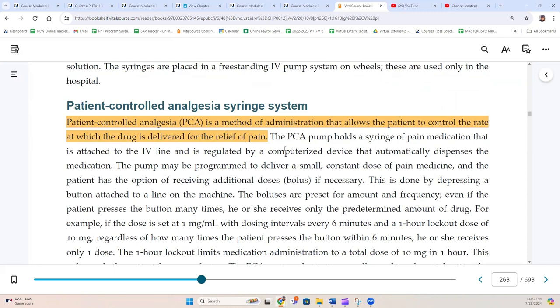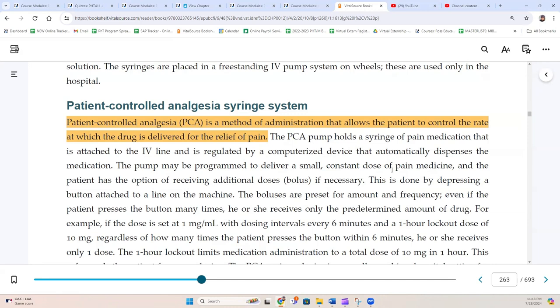The PCA pump holds a syringe of pain medication that is attached to the IV line and is regulated by a computerized device that automatically dispenses the medication. The pump may be programmed to deliver a small, constant dose of pain medication, and the patient has the option of receiving additional doses, a bolus, if necessary.